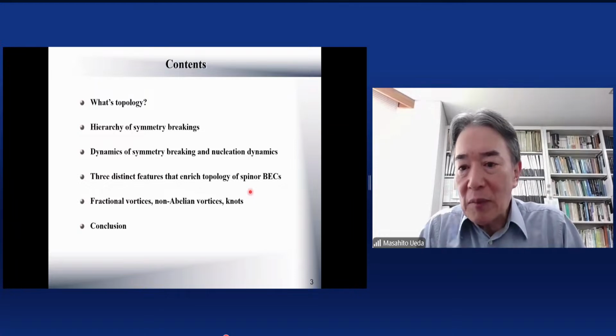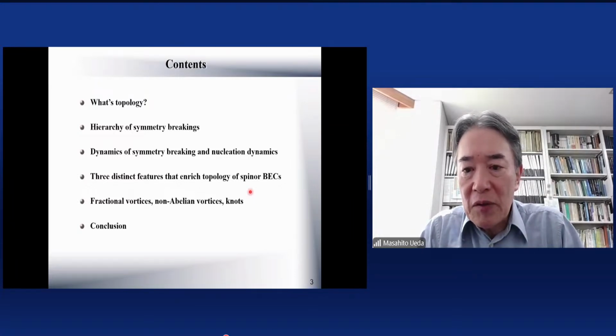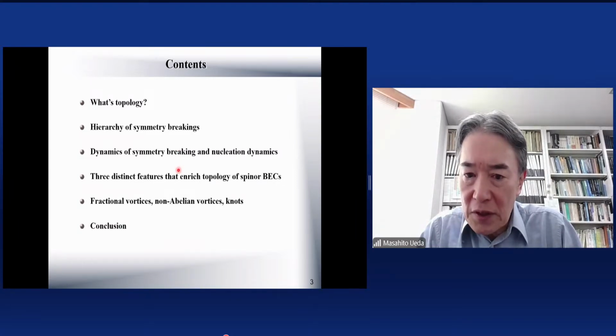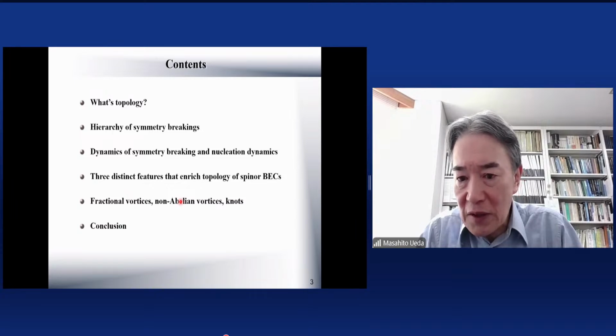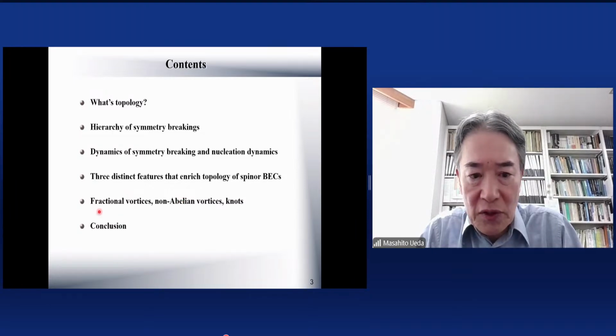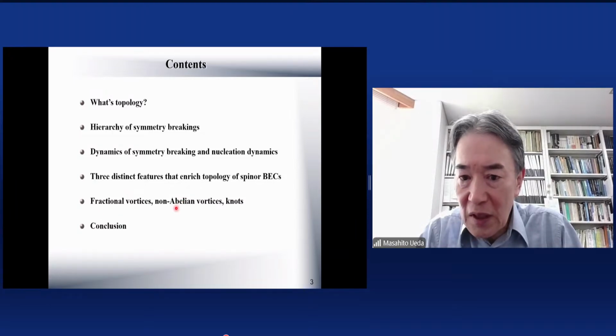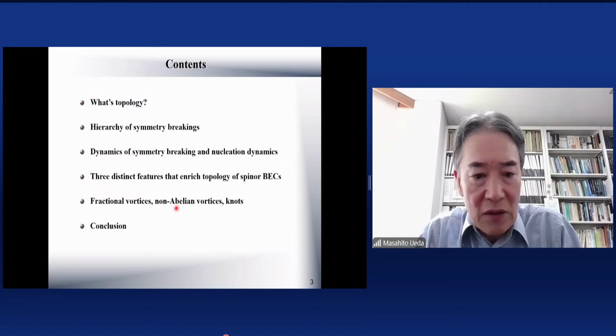So this is the outline of my talk. I will begin by reviewing what topology is. I will then discuss the hierarchy of symmetry breaking, the dynamics of symmetry breaking, and the nucleation dynamics. I will present three distinct features that enrich topology of spinor Bose-Einstein condensates. I will illustrate examples of topological excitations, such as fractional vortices, non-abelian vortices, and knots before presenting the conclusion.